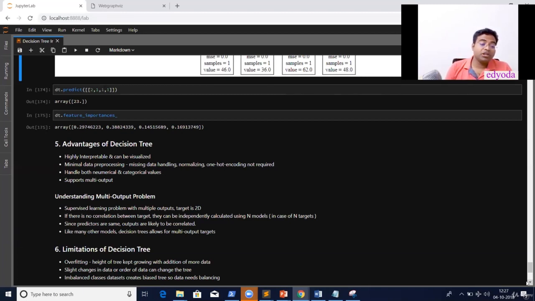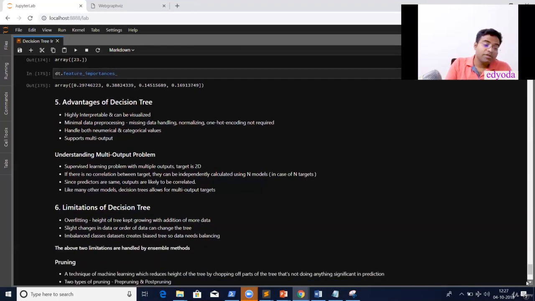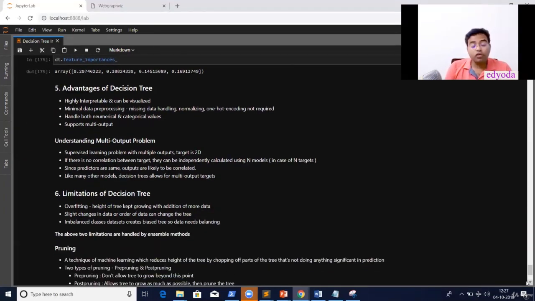Now let's talk about limitations of decision tree. As you keep increasing the data, and if you're not controlling the height or the number of leaves in the last node, you have a potential tendency to overfit. The number of questions can keep on increasing, so decision tree is prone to overfit. A slight change in the order of data can create an overall different decision tree. Imbalanced data sets will generate a biased tree, so you need to balance the data before feeding it in. Ensemble is another technique which will handle the first two situations.